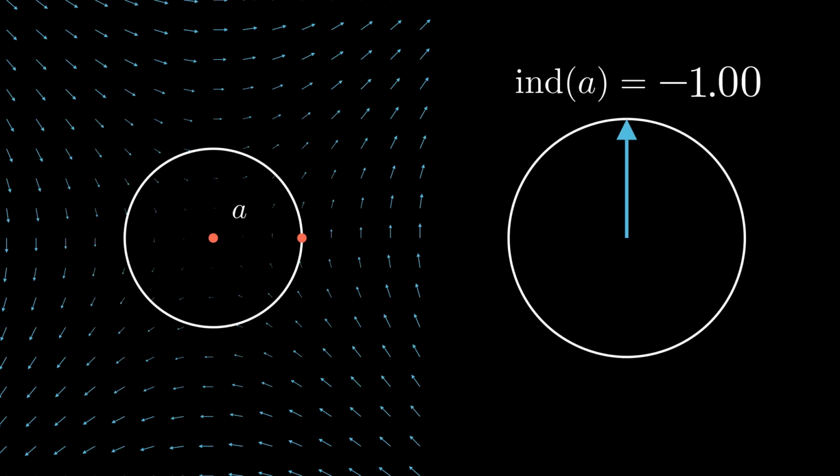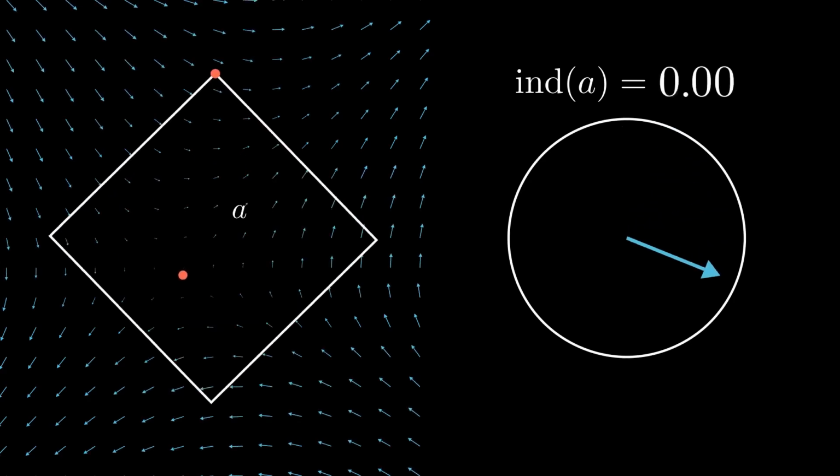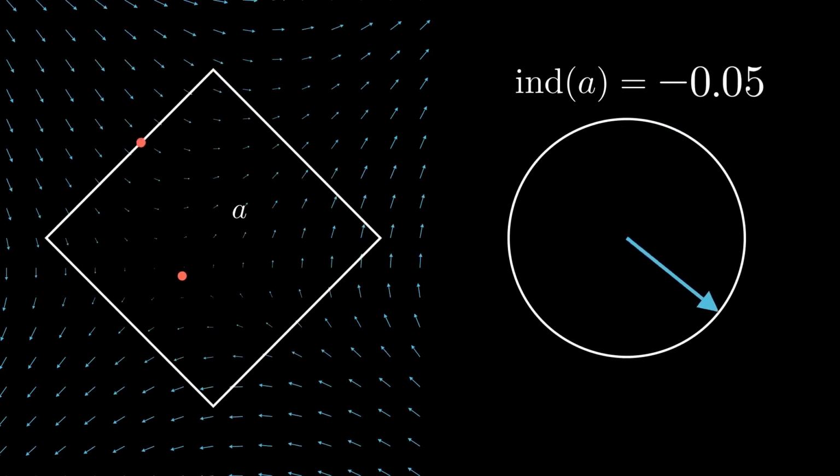Interestingly, the index does not change if we change the shape of the curve or perturb the field itself, so long as the null stays inside the curve. This is because the index has to be an integer, meaning that it can only jump discontinuously and ignores small changes. This robustness to small deformations is what we mean when we call the index topological.